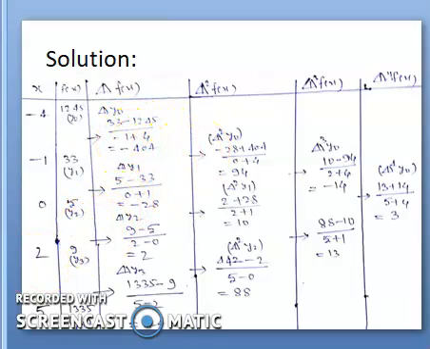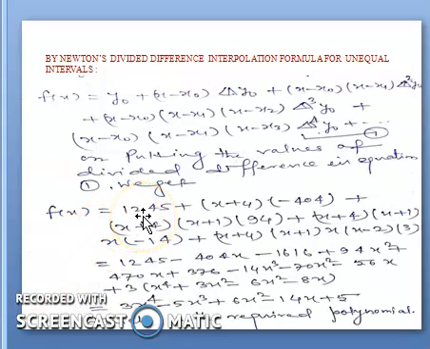Now using Newton's divided difference interpolation formula for unequal intervals, f(x) equals y0 plus (x minus x0) del of y0 plus (x minus x0)(x minus x1) del square y0 plus (x minus x0)(x minus x1)(x minus x2) del cube y0 plus (x minus x0)(x minus x1)(x minus x2)(x minus x3) del to the power 4 of y0. This is equation number 1.